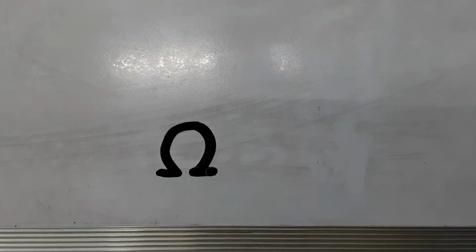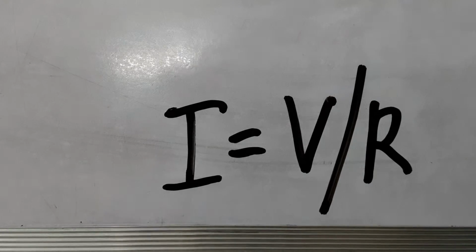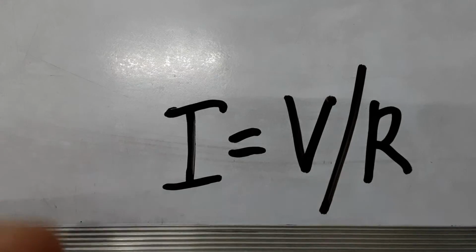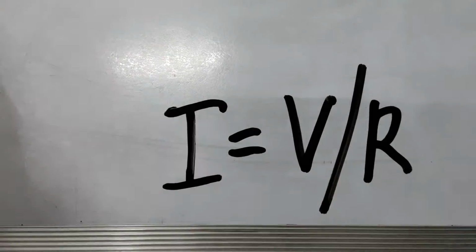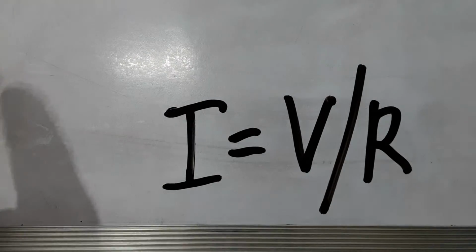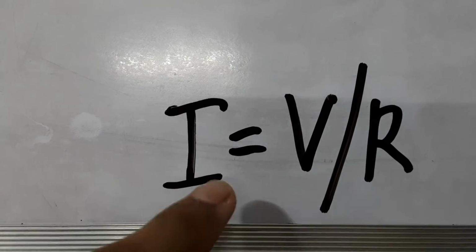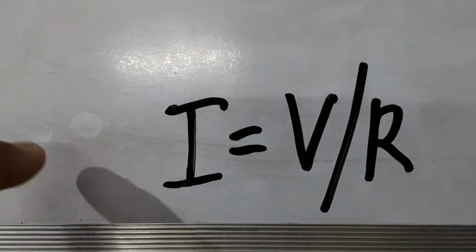Now Ohm's law gives the relation between these three terms. So what is the relation between these three terms? Let's understand. Here is Ohm's law that tells the relation between the three terms: current, voltage and resistance. So this is the current. Current equals V, which is the voltage, divided by R. Okay, so what does this mean?